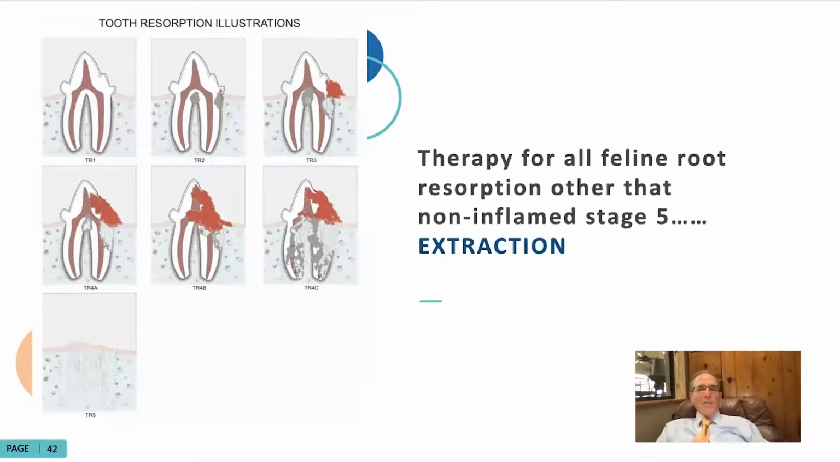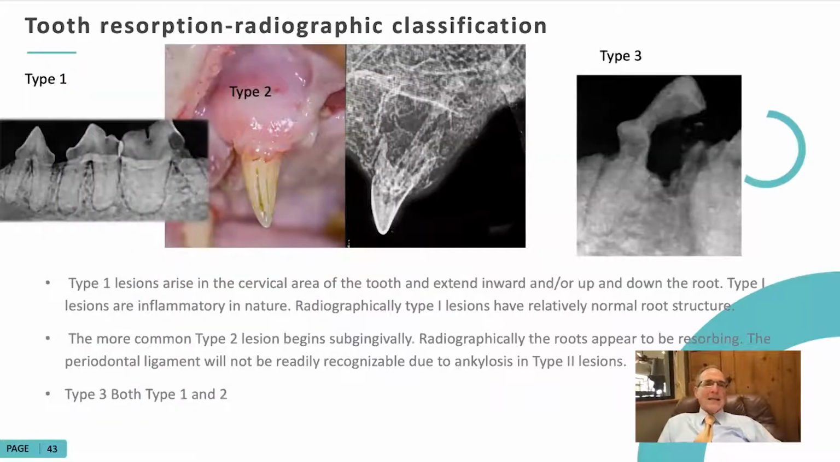The other way, and the more practical way for classifying tooth resorption, is by types. And this is really important. If you don't have intraoral dental radiography, don't classify it by types, because you can't. You cannot do this with skull films.